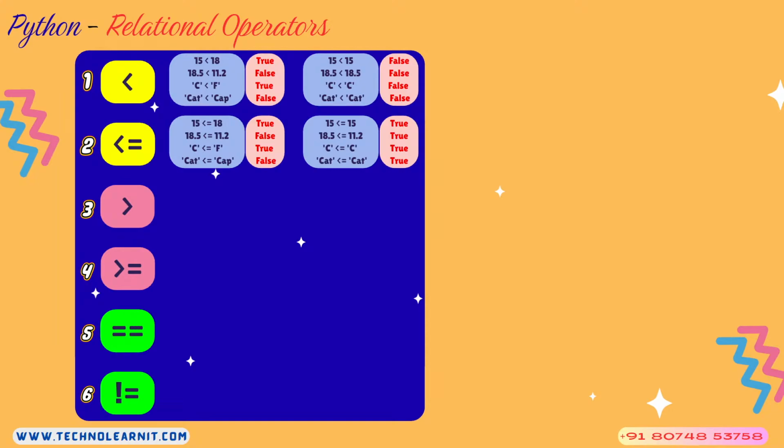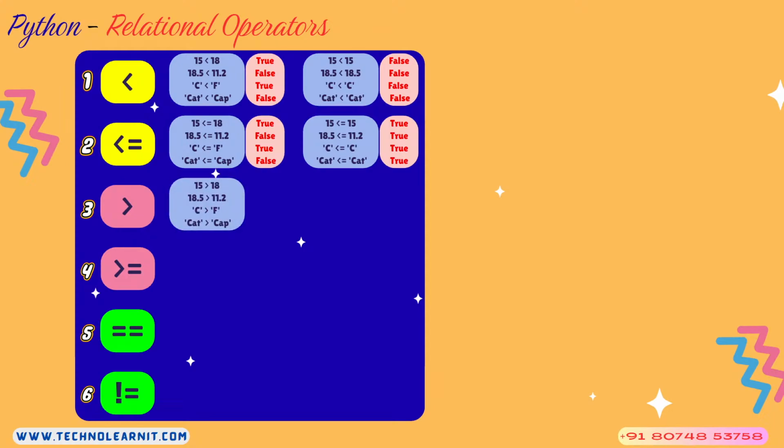When you consider the example 15 less than or equal to 15, how does it become true? Because, as I said, you're checking two things. First, you check whether 15 is less than 15. No, 15 is not less than 15. However, you are also going to check whether 15 is equal to 15. Yes, 15 is equal to 15. So finally, this condition evaluates to true.